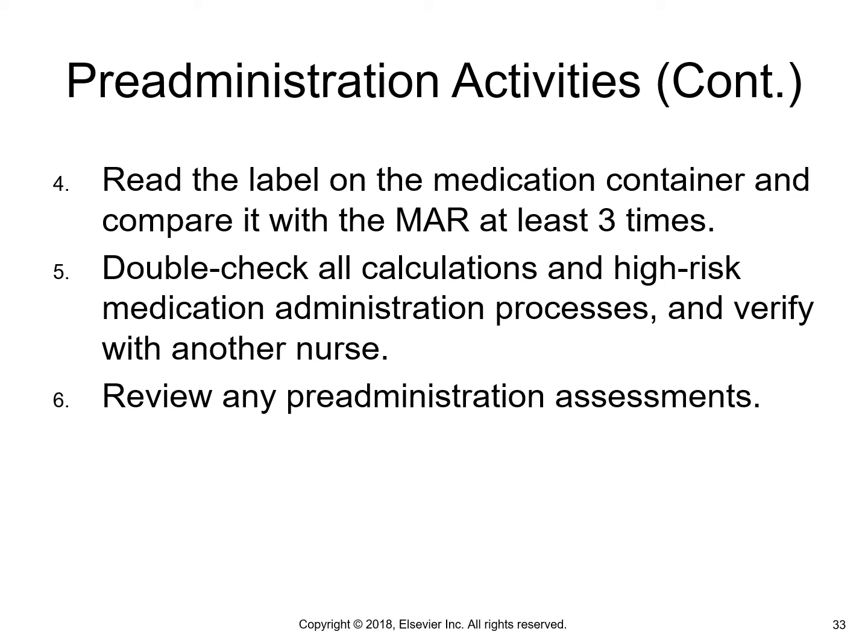Reading the label, checking it 3 times, double checking calculations. There are medications that are considered to be high risk, and it is required that you have another nurse do the calculation with you. Now you will find that oftentimes this doesn't happen. It is a Joint Commission Medicare requirement. You will see that nurses do not do it as frequently as they should. But when you have what's called a high-risk medication, you are required to have another nurse look at your calculation. Insulin is one of them.